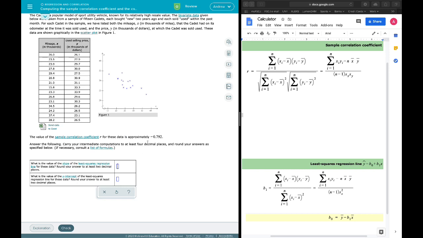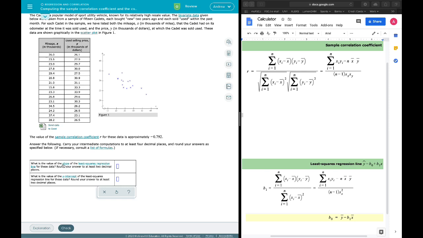So remember the R, the correlation coefficient, the closer it gets to 1 or negative 1, the stronger it gets. The closer it gets to 0, it gets weaker. So since this is like negative 0.8, that is very close to negative 1. So this is a very strong negative correlation. All right, so let's go find what we need to find here.